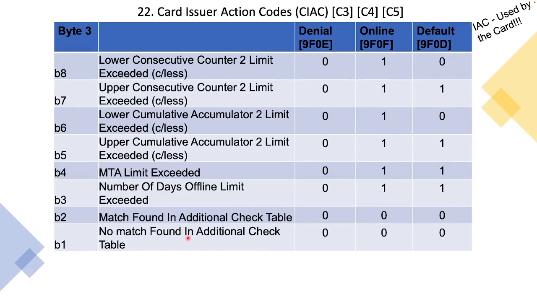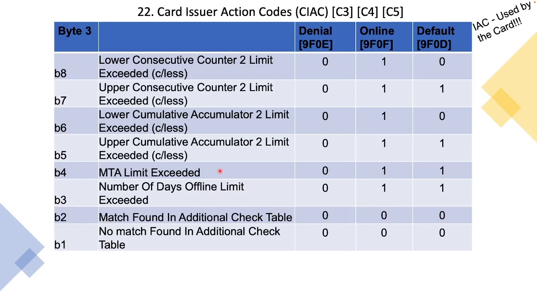Okay, byte 3, you'll see that the first 2 are now counted 2 and accumulated 2. So these are velocity checks. These are transaction amount accumulators. But you generally under a MasterCard specification, you will split it. So you use, for example, counter 1 for your contact interface and counter 2 for your contactless interface, right?